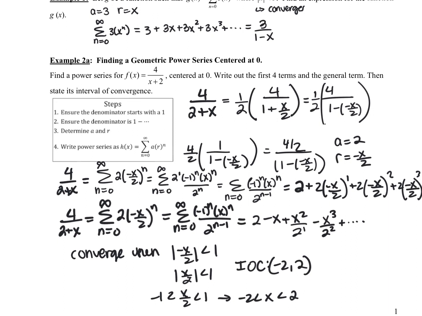Do I need to check my endpoints? No. What kind is this? Geometric. When you plug in negative 2 in here for r, what are you going to get? 1, negative 1, right? And what does the geometric do? Whenever r is 1 or negative 1, diverges. So it will not converge at those endpoints, so you don't need to check them. Or we just checked them in our heads. Any questions about that example?